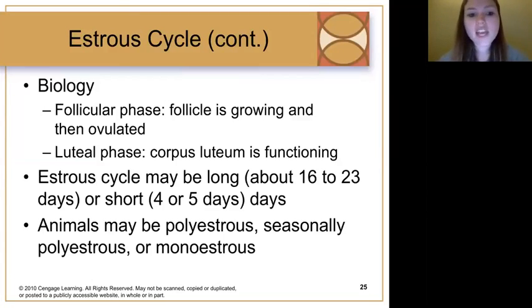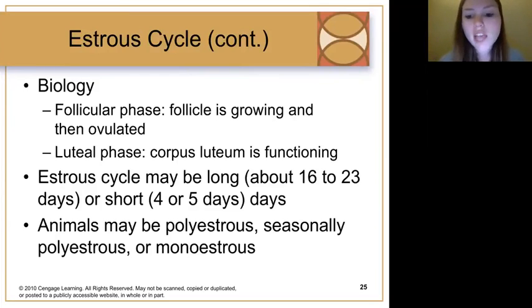But the biology of the estrus cycle is divided into two phases. You have the follicular phase and the luteal phase. The follicular phase is when the egg is growing in that follicle, remember? The follicle is growing, and then it's ovulated. And then in the luteal phase, the corpus luteum, so luteal, is functioning. That corpus luteum that's formed after the egg is released is going to produce progesterone to maintain pregnancy if it occurs, and that is what causes the luteal phase. So that's how the estrus cycle can be broken down. And then if pregnancy doesn't occur, you return to the follicular phase, and the whole process starts over again. To put it simply, there are a lot of things that go into regulating that.